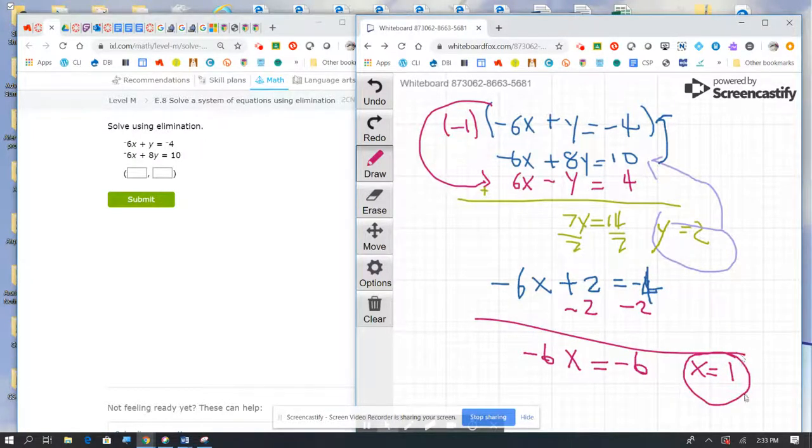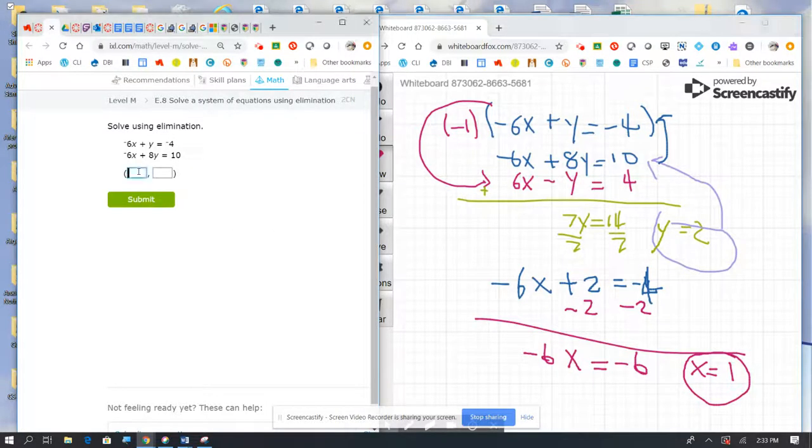And sometimes you can always plug it in and check it. If you put this in, 6 minus 2 is 4. So that's correct. So you're going to put x is 1, and then y is 2. So now it's your turn to do it.